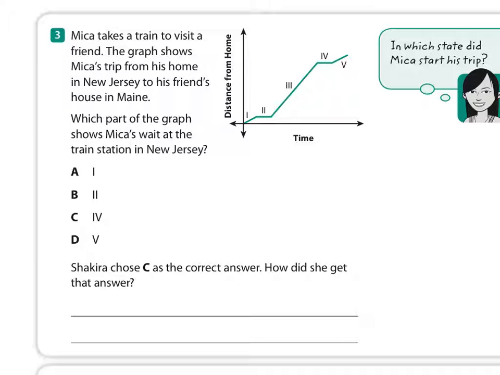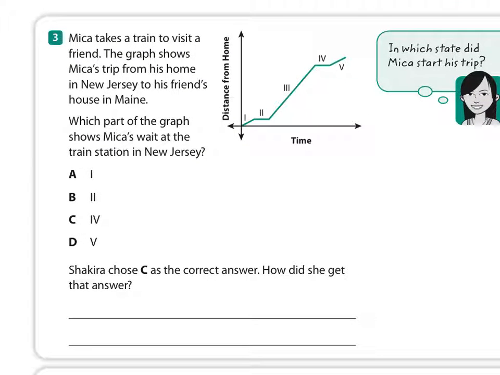It looks like Shakira chose C. How did she get that answer? I think it might be beneficial to us if we figure out what each one of these points represent. So in other words, what each part of these lines means. So like what is section 1 and what is section 2? She just picked the wrong section. That's how she got that answer.